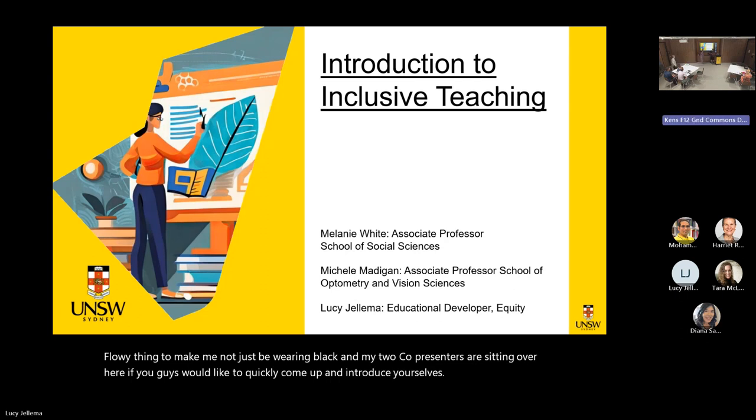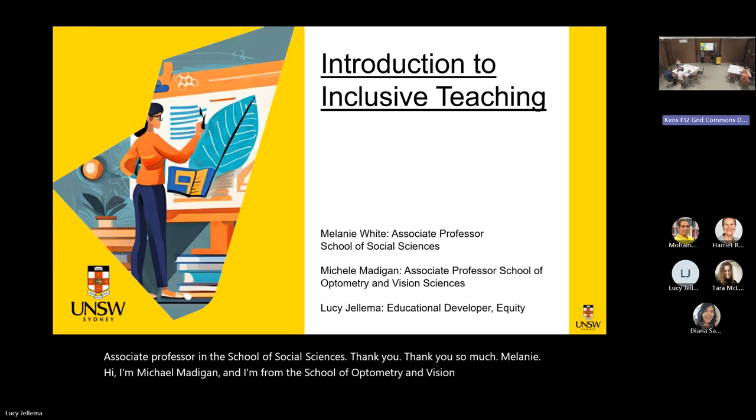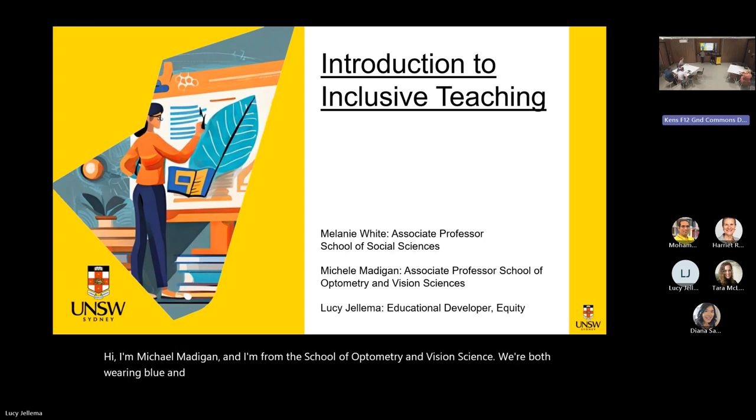Hello, everyone. My name is Melanie White, and I'm an Associate Professor in the School of Social Sciences. Thank you so much, Melanie. Hi, I'm Michele Madigan, and I'm from the School of Optometry and Vision Science. We're both wearing blue and white. Yes. We can't see each other. I don't have a mobile phone, so anyway, we're all coordinated.